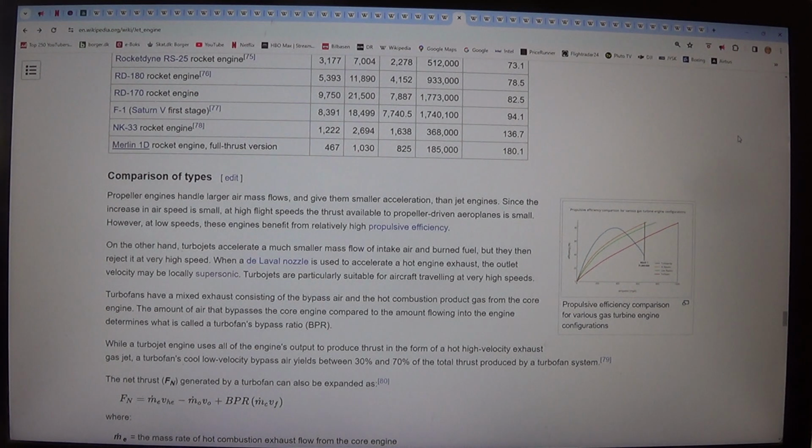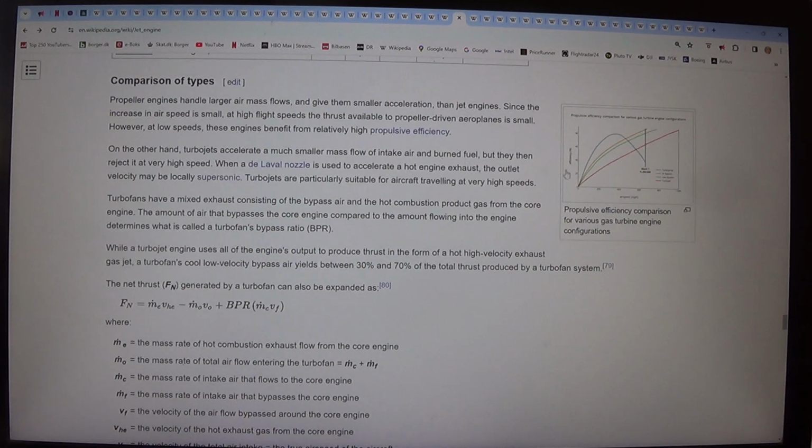Comparison of types. Propeller engines handle larger air mass flows, and give them smaller acceleration, than jet engines. Since the increase in airspeed is small, at high flight speeds the thrust available to propeller-driven aeroplanes is small. However, at low speeds, these engines benefit from relatively high propulsive efficiency.